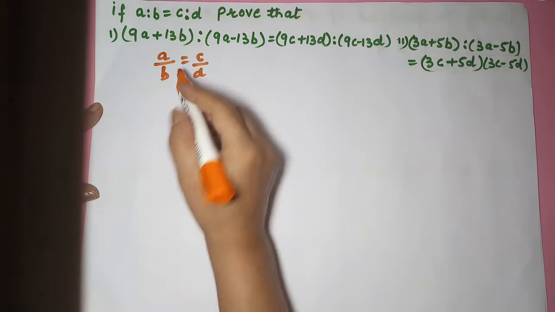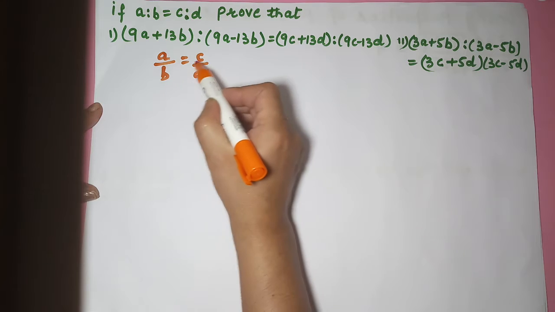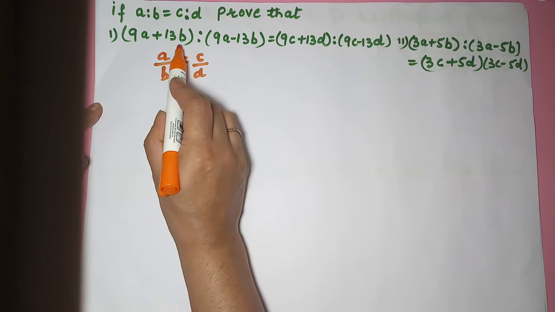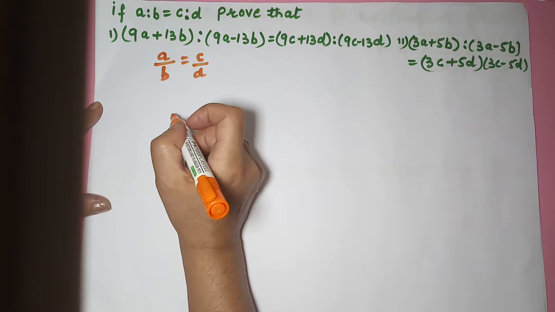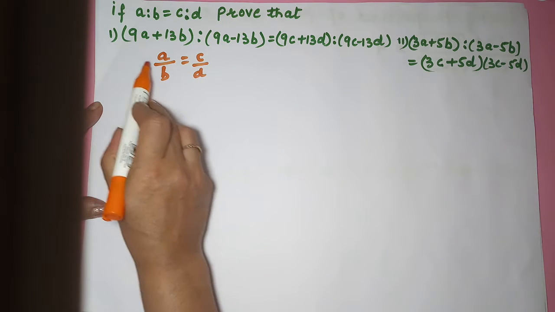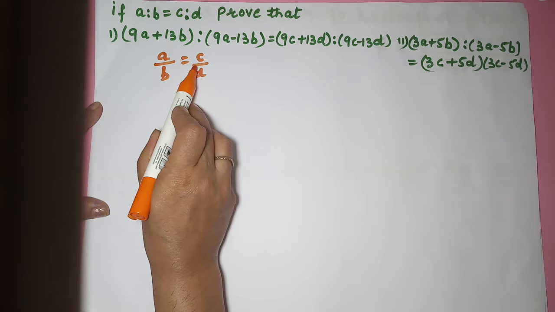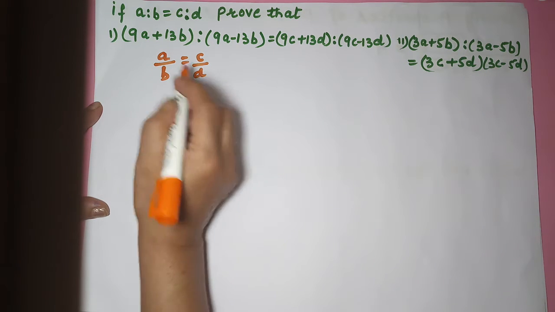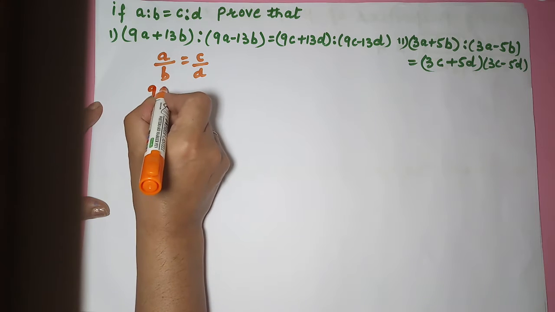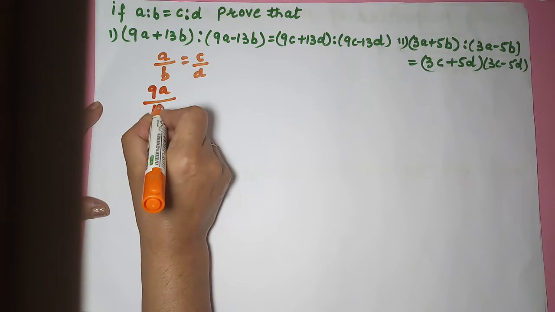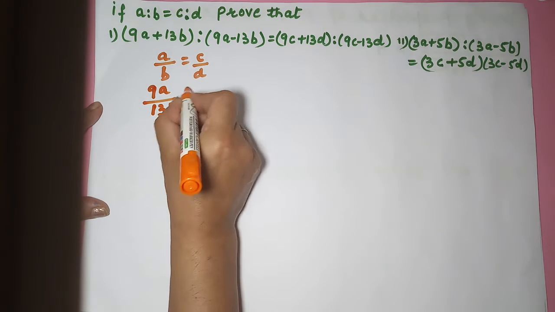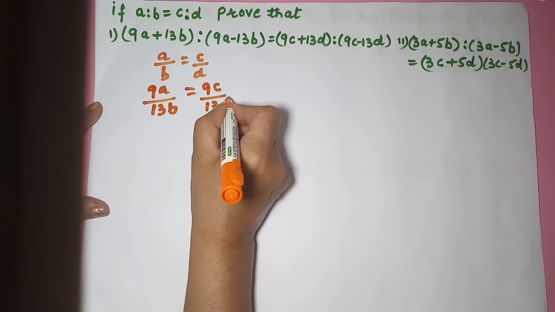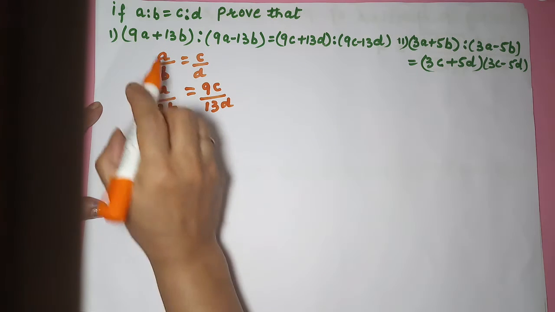Now, since I have only A by B equal to C by D, I don't have 9 and 13. So what is the first thing that I have to do? I have to multiply both sides of this by 9 by 13. So if I multiply both sides of this equation by 9 by 13, I am getting 9A upon 13B is equal to 9C upon 13D. Right?